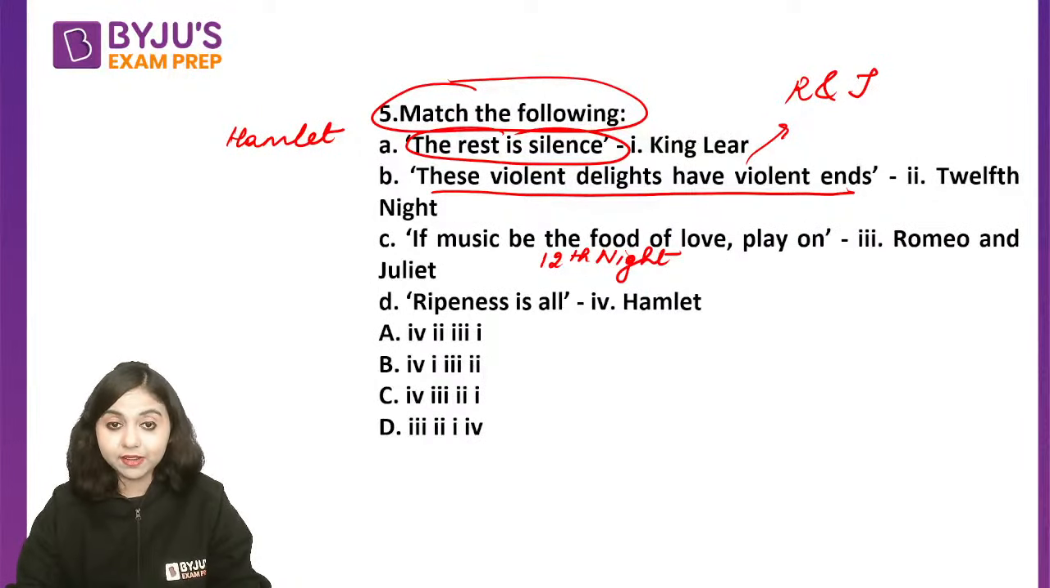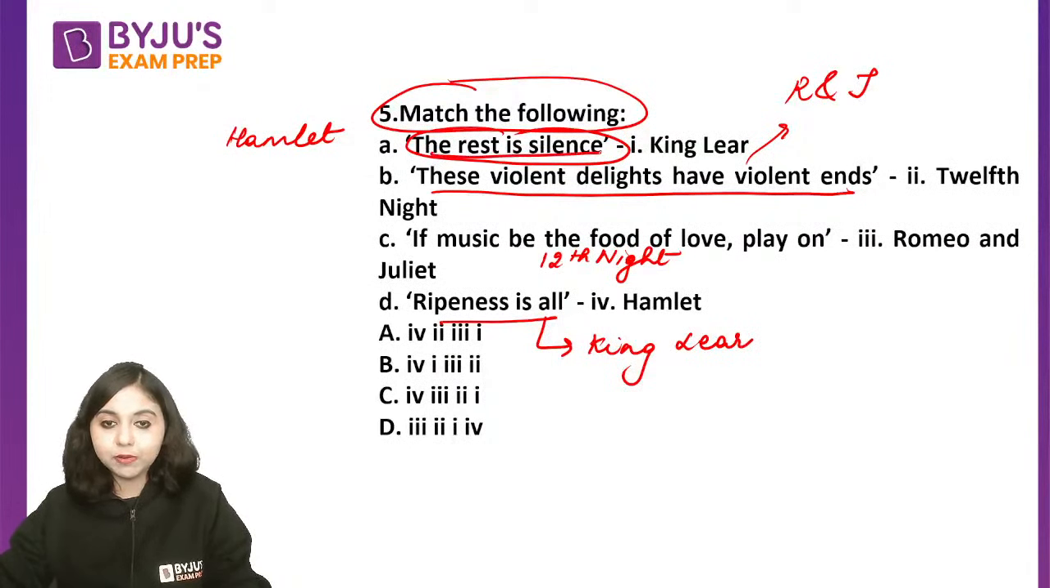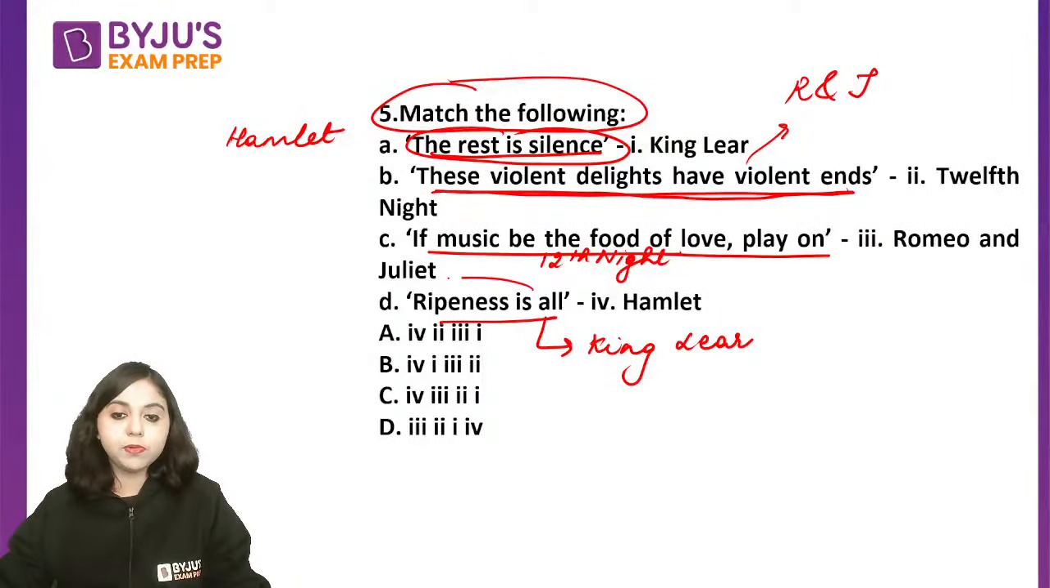Ripeness is All is coming in King Lear, right? That is what you're able to see. So, the rest is silence is Hamlet. These violent delights have violent ends, Romeo and Juliet. If music be the food of love, play on, Twelfth Night. Ripeness is All, King Lear.